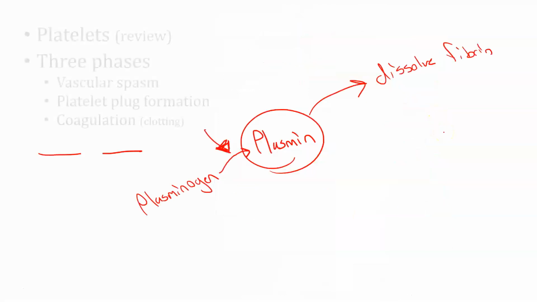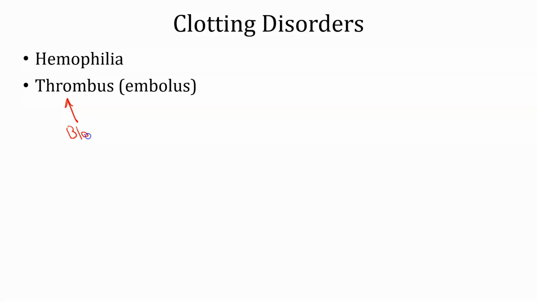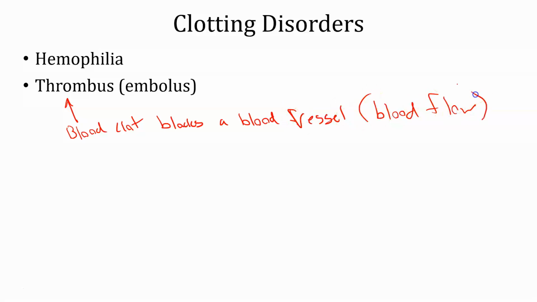So that gets me to the next disorder that we're going to talk about, which is known as a thrombus. A thrombus is a blood clot that blocks a blood vessel. So it blocks blood flow. And this is a great thing if we're talking about a severed vessel which has been cut. It's a very bad thing if we're talking about a normal blood vessel that's supplying blood to an organ.